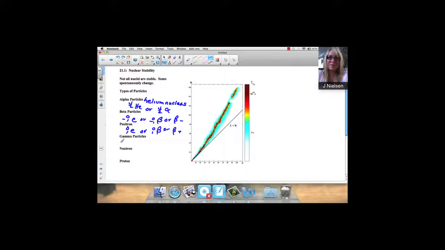Gamma particle is no mass and no charge, and it has the strongest penetrating power, and it is 0, 0. So gamma is the strongest and alpha has the least penetrating power. Neutron, 1, 0, N, and then a proton, 1, 1, P.